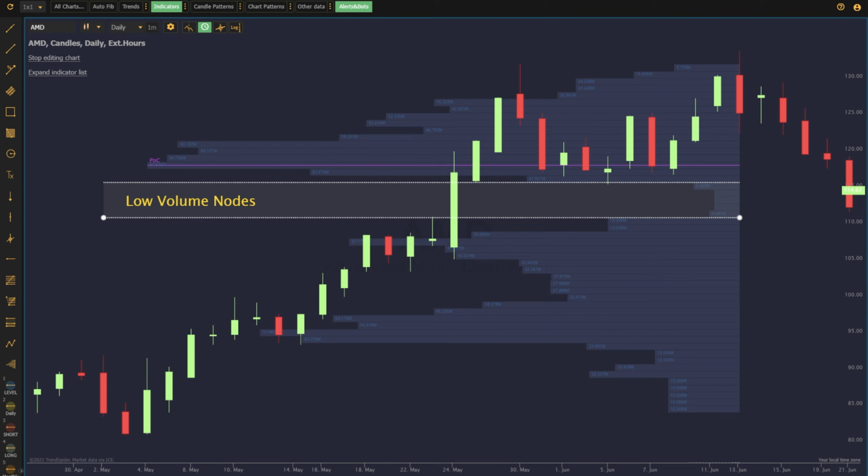Low volume nodes represent price levels where the market has spent less time and generated less trading activity. Counter to the point of control, they indicate a lack of consensus at price. So when the price returns to them, the response can be powerful and swift. Let's look at a few examples.